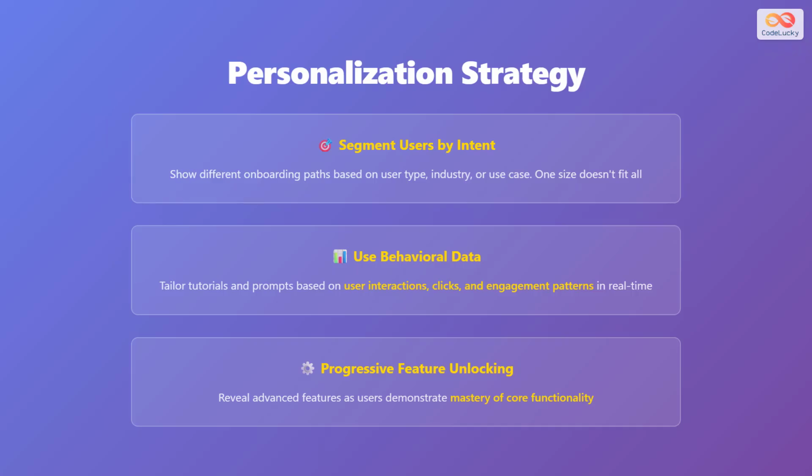Personalization dramatically improves activation. Segment users by intent and show different onboarding paths based on user type, industry, or use case. One size never fits all. Use behavioral data in real time. Tailor tutorials and prompts based on user interactions and engagement patterns. Implement progressive feature unlocking. Reveal advanced features only as users demonstrate mastery of core functionality. This prevents overwhelm and guides users naturally through your product.